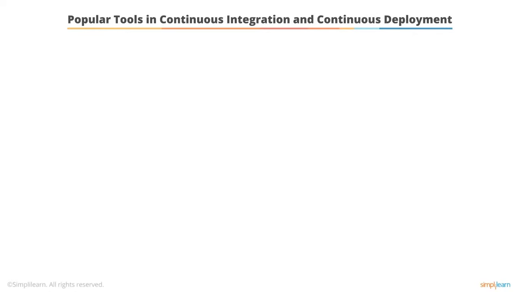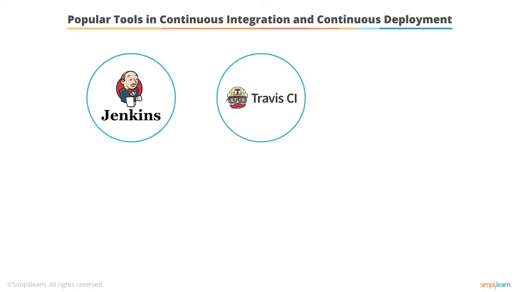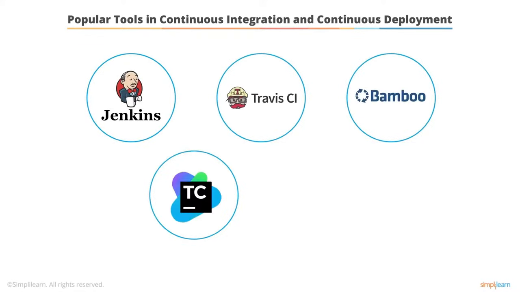Popular tools in continuous integration and continuous deployment. The more common CI/CD tools used in IT shops practicing DevOps are Jenkins, Travis CI, Bamboo, TeamCity, and GitLab.